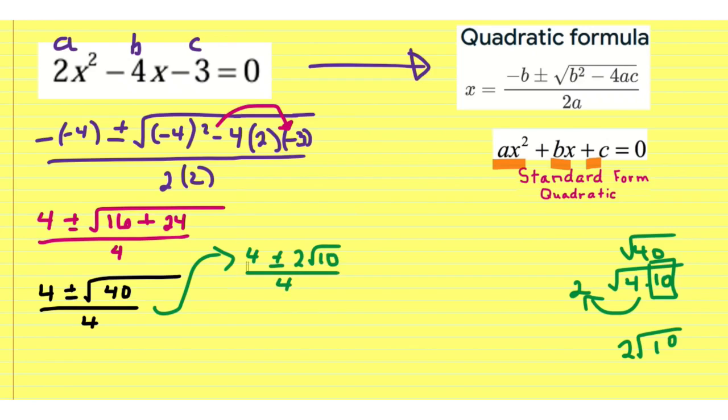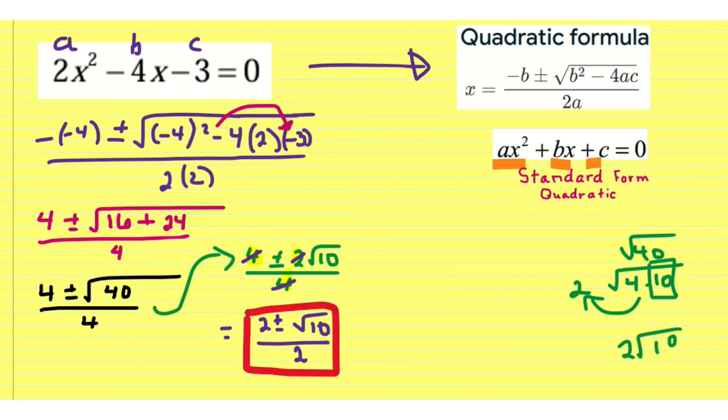Well, what factor fits into 4 and 2 and 4? Well, 2 does. So we can divide a 2 out of all three of these. So that's going to end up being 2 plus or minus 1 technically, except we can let it be invisible. So I'm just going to say radical 10. And then 2 divides out of the 4. So that's 2. And that is going to be my final solution for my original quadratic.